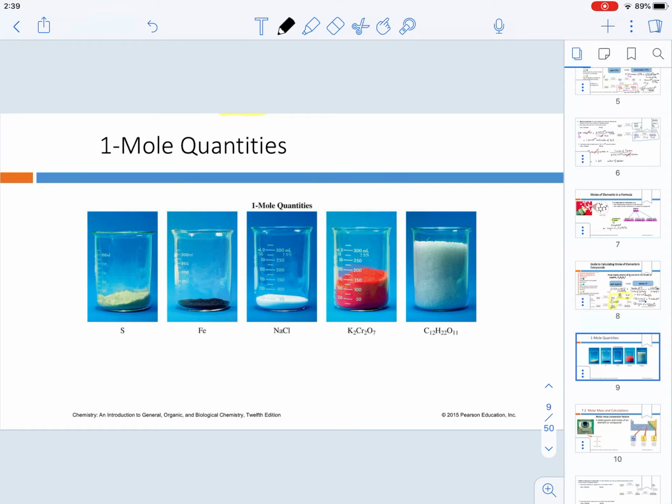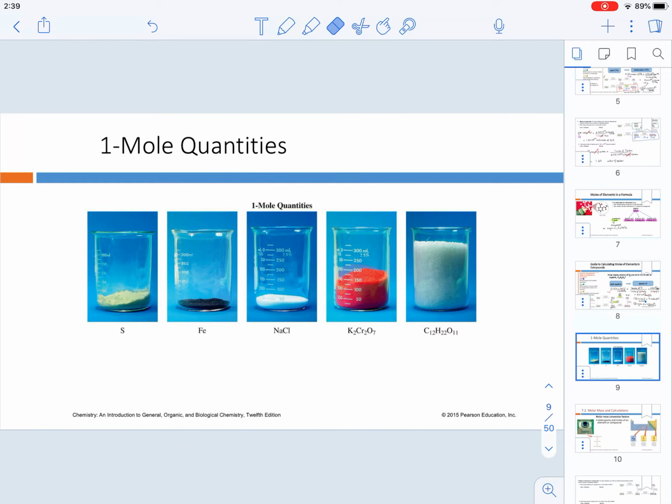Now, one of the things that we also need to understand when it comes to molar quantities is that as we increase the number of atoms in a particular compound, when we look at what that refers to in terms of 1 mole, we see that the amount in grams appears to be larger. And we can see that in this picture.